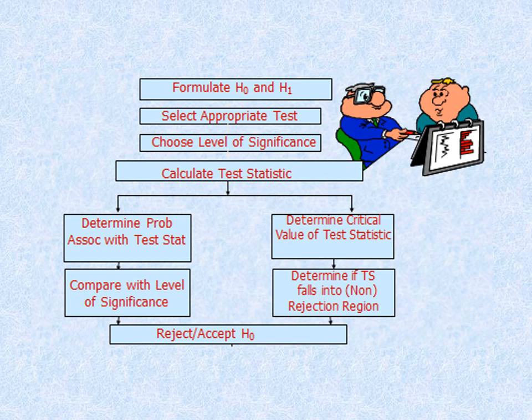After calculating the test statistic, we can determine the probability associated with the test statistic and compare it with the level of significance. At the same time, determine the critical value of the test statistic and determine if the test statistic falls into the non-rejection region. Once this is done, accept H0 or reject H0. That is based on comparison of the table value with the calculated value. This will help when drawing conclusions, especially in marketing research.